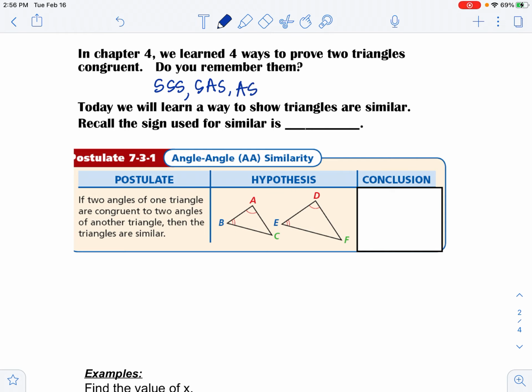Side, side, side. Okay, good. So we have side, angle, side, angle, side, angle, and angle, angle, side.